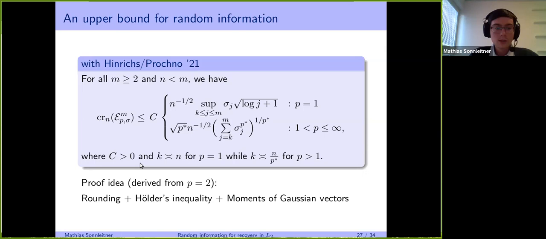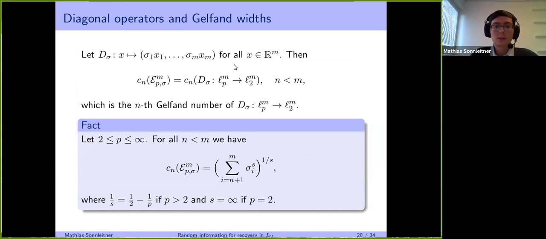And the proof idea, we derived it from the case p equals 2, and it's again via the rounding technique. And we used Hölder's inequality and some moment estimates for Gaussian vectors. Now we want to derive from this what it says compared to the Gelfand widths. For this, we have to know the Gelfand widths of these Lp ellipsoids. And it turns out that they're related to diagonal operators. Namely, if we have a diagonal operator with multiplier sequence equal to the semi-axes, then the Gelfand widths of the Lp ellipsoid are equal to the Gelfand numbers of these diagonal operators.